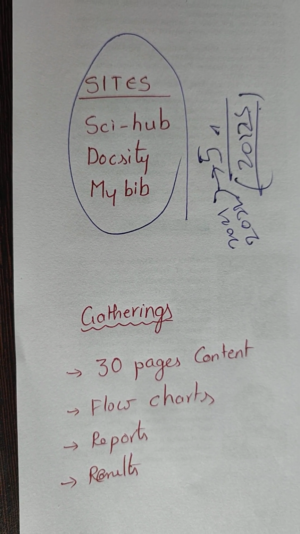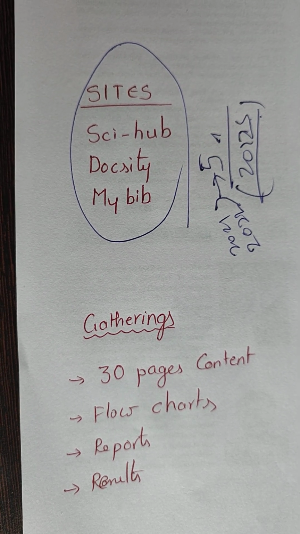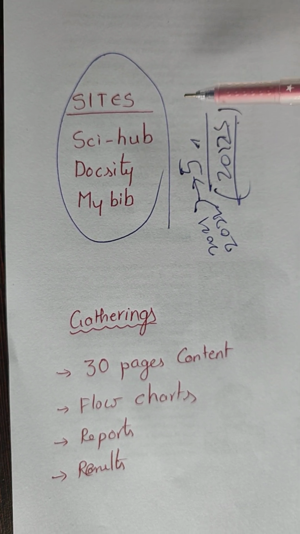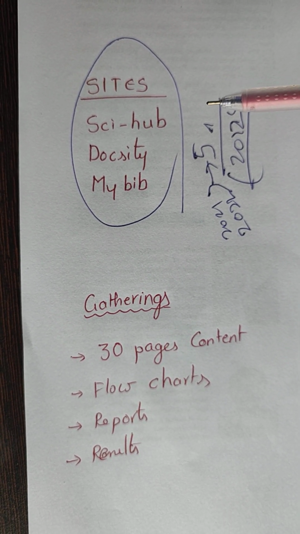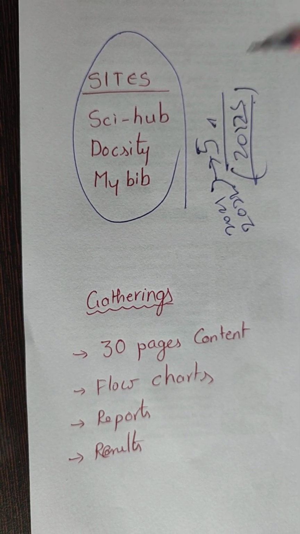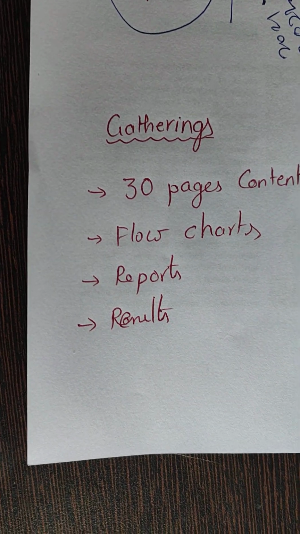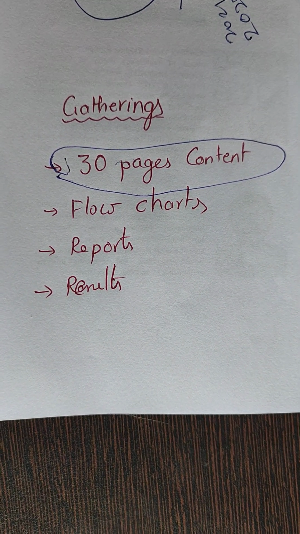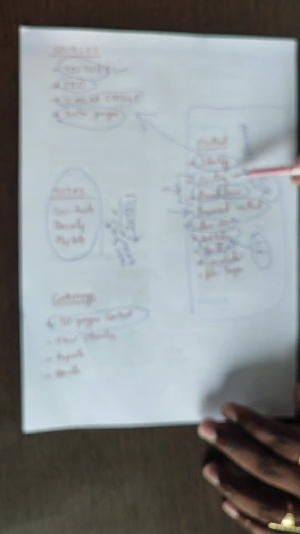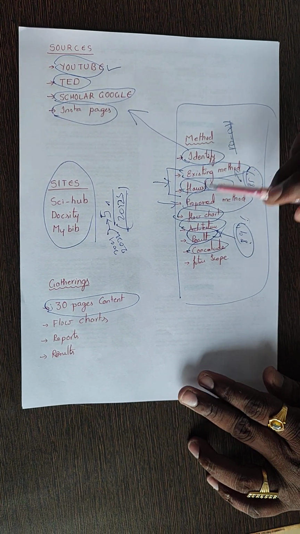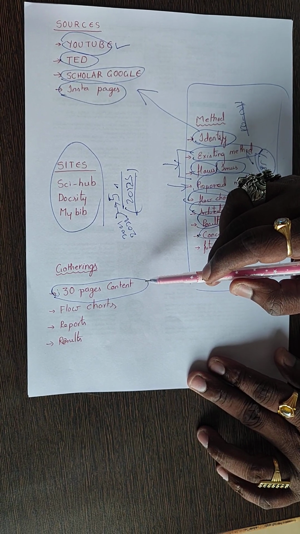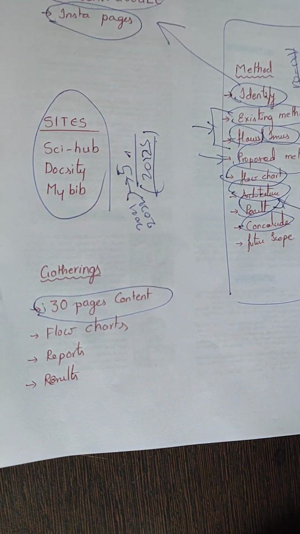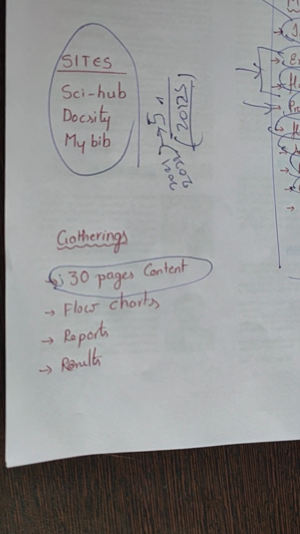To have the latest topics or published articles, you will find them in ScienceHub or Doxity or MyBib, which are free sources from where you can download. Once you gather this information, say 5 articles, you should also gather at least 20 or 30 pages of content on the existing system, proposed system, and so on, because when you want to publish a 10 page article, you should have at least 30 pages of data that will be useful to make a single research paper.